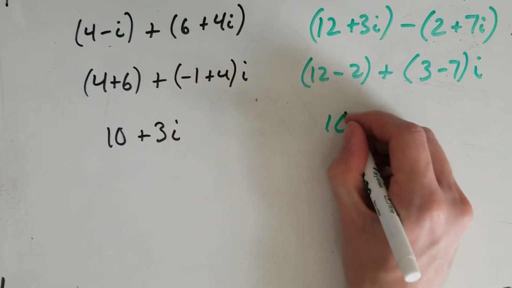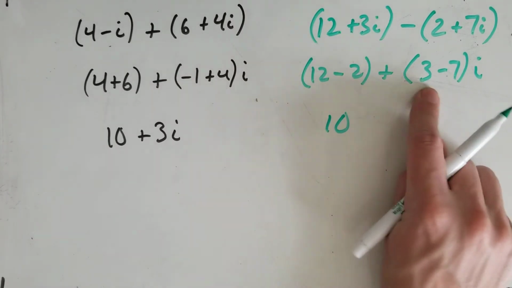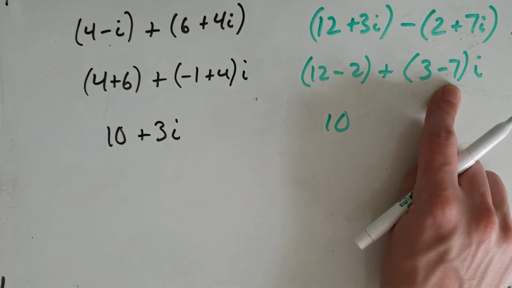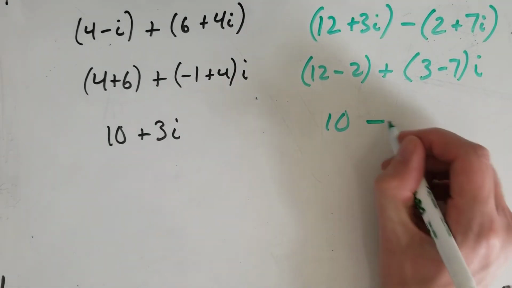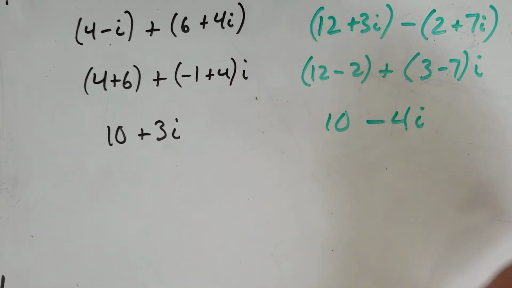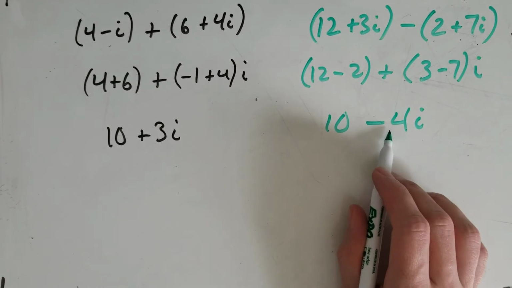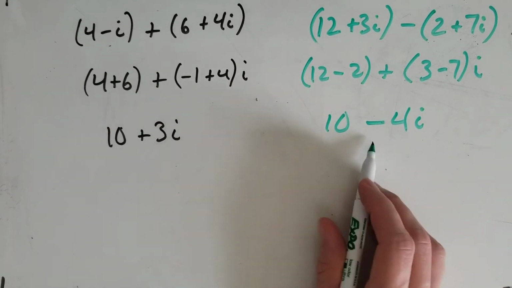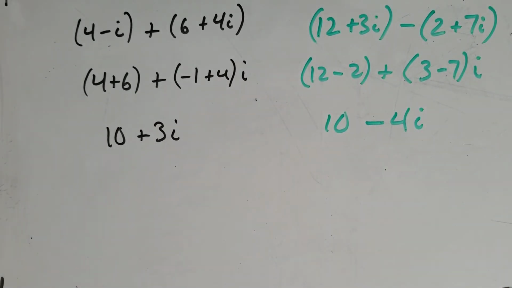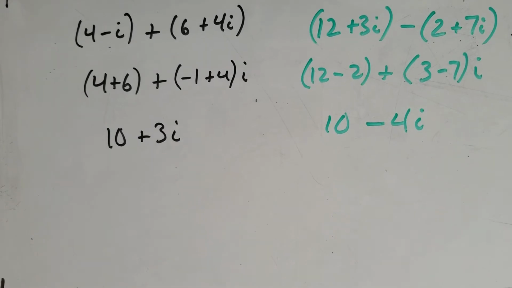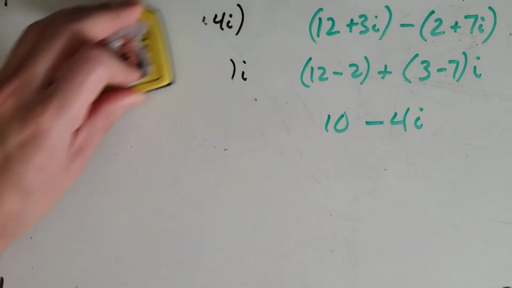12 minus 2 is 10. You'll have plus 3 minus 7, which is negative 4, so plus negative 4. I'm just going to write minus 4. You have the i there because it's the imaginary part. So your real part's 10, your imaginary part is negative 4. So 10 minus 4i. And just like that, you have subtracted the two complex numbers.